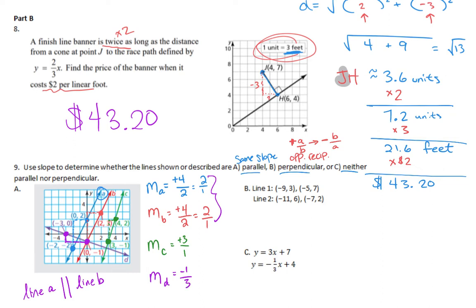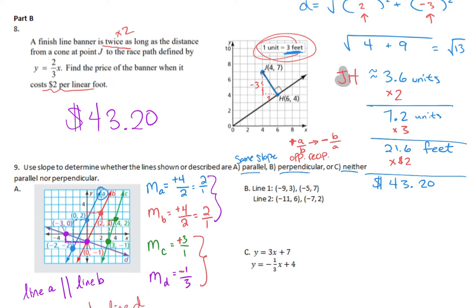All right, and hopefully you can see the connection between those 2 that I just did. That's a positive 3 over 1 and a negative 1 over 3. So they have opposite signs, and they're flipped versions of each other. They're reciprocals. So we could say that line C is perpendicular to line D.